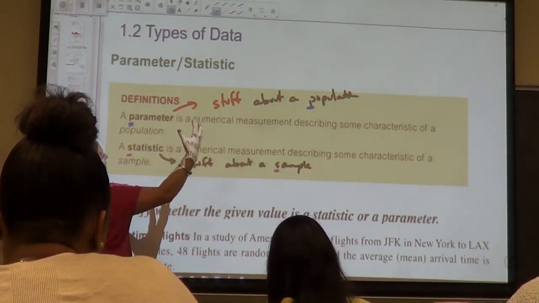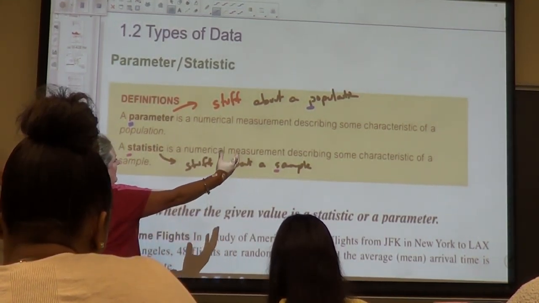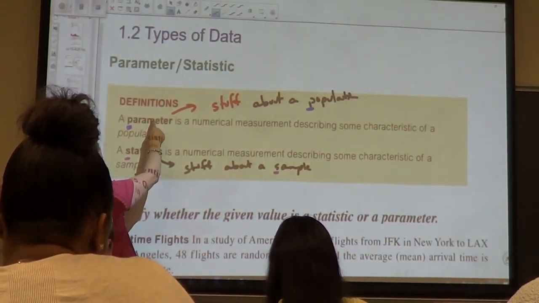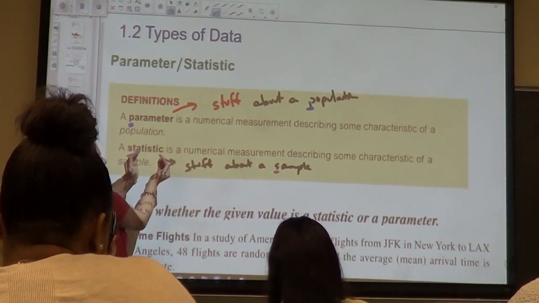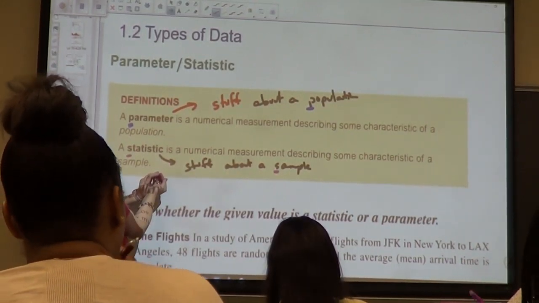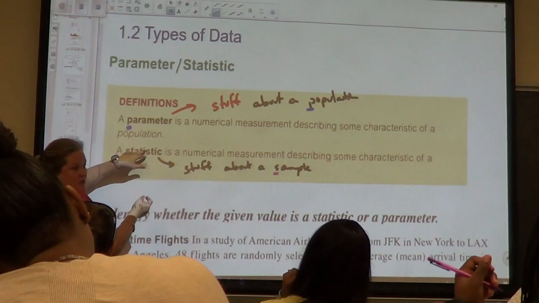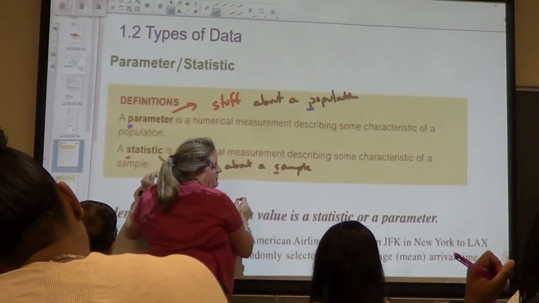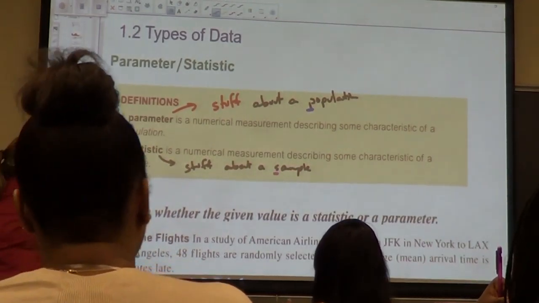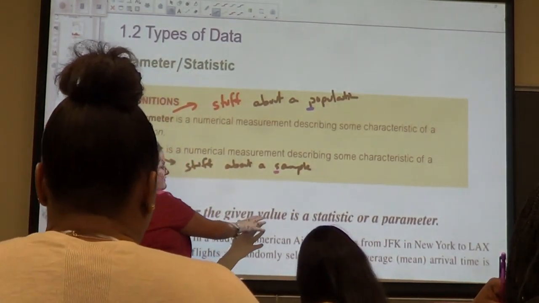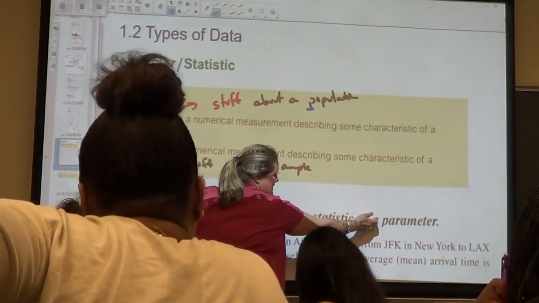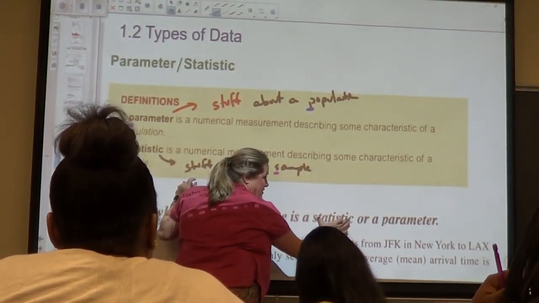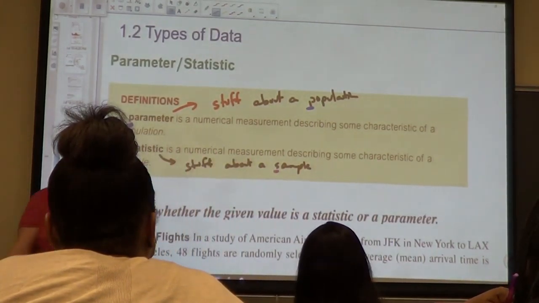So if I'm talking about all of FDTC had a phone, all of FDTC did this, I'm talking about parameters. If I said my sample did blah, blah, blah, those are the statistics. So sample, statistic, population, parameter. For these next examples, it says identify whether the given value is a statistic or a parameter. Am I talking about a sample or am I talking about a population?